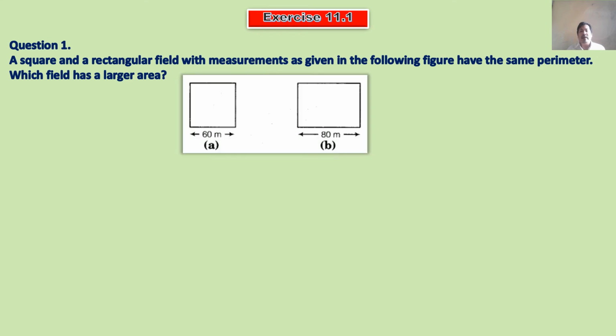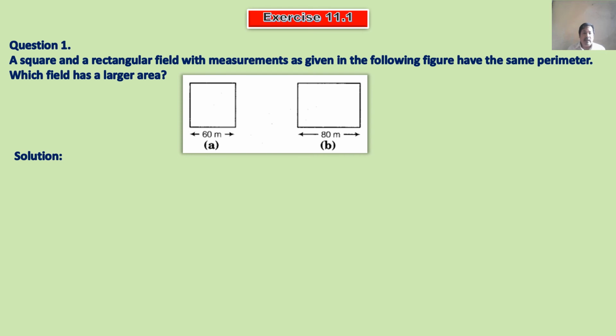So you will have the diagram here. There are two diagrams, A and B. A is a square and B is a rectangle. And by the question, it says that if you find the area of these two, which one will be the greater area? And of course it says that the perimeters are the same. The perimeter of these two figures A and B are the same, and it is asking you to find out the area, and also to find out whose area is larger.